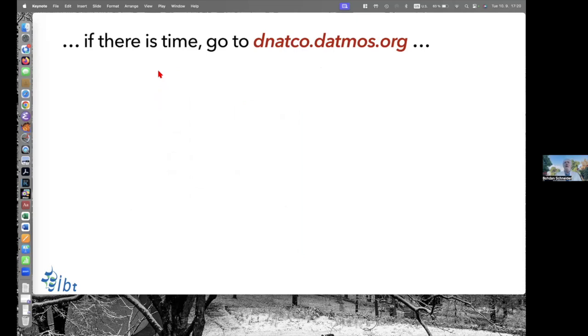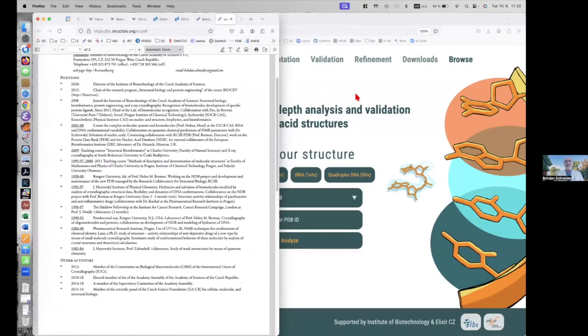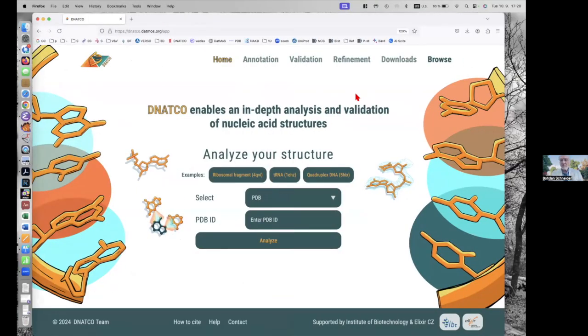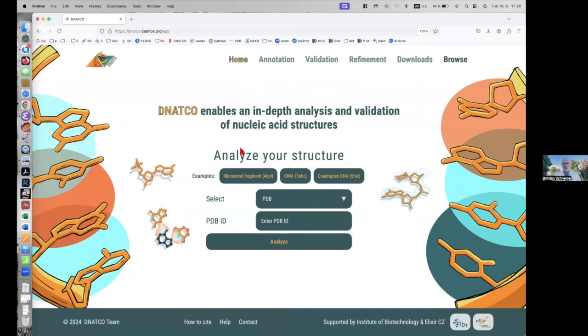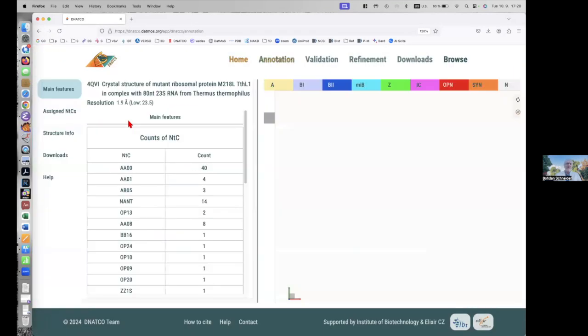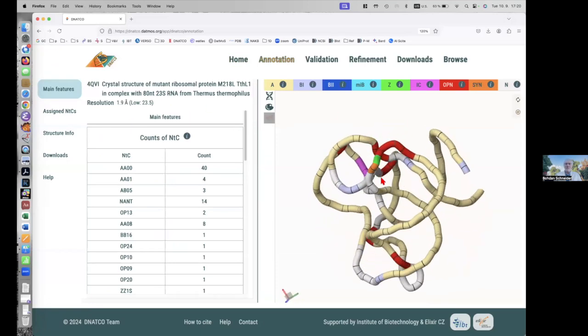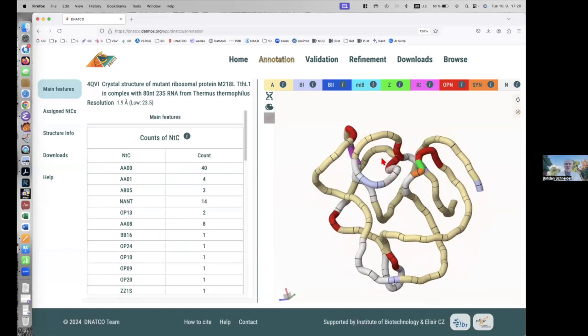Now I don't know if I have like 3 minutes. I would go to the website, just show you that it really exists. Here are examples on top. I usually use this one. This is some ribosomal fragment, so it also was used for the presentation. You see this is RNA, as I said, some ribosomal fragment.